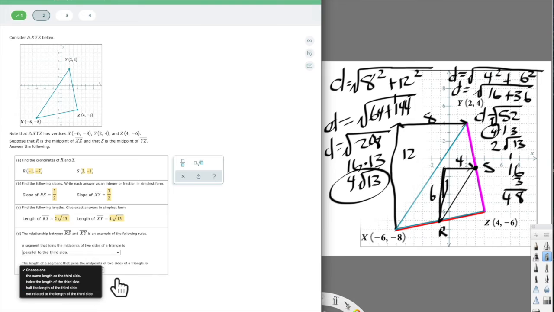So it's the length of the segment that joins the 2 midpoints. So we're literally talking about this middle one here. What's its relationship? The length of the segment that joins the midpoints of the 2 sides is half the length of the third side. If they were asking about the third side, then we would say it's twice the length of the midsegment. So just be careful about the way you're reading that because it makes a difference.